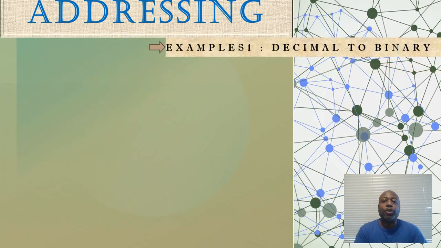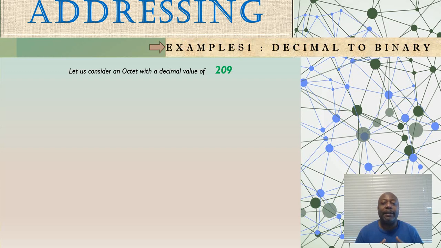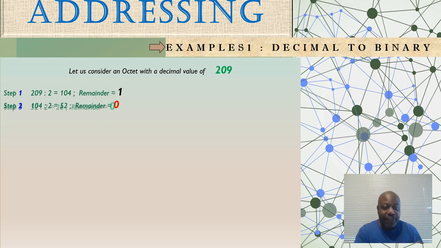Let us assume we want to do the conversion of 209 to see what is the bit chain, the octet in bits that represents 209. We're going to do a set of divisions by 2, and then we take the remainders. So we go 209 divided by 2, we take the integer, that is 104, and the remainder is 1. We take the 104, divide it again by 2, it gives 52, remainder 0. 52 divided by 2, we get 26, the remainder is 0.